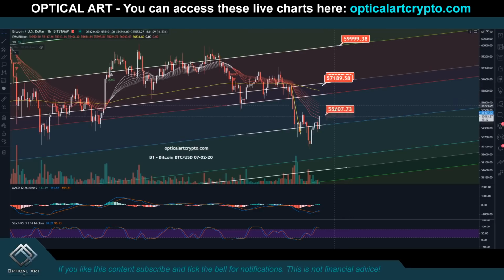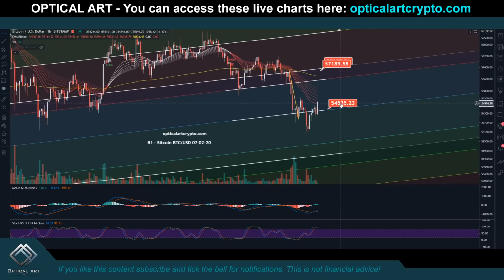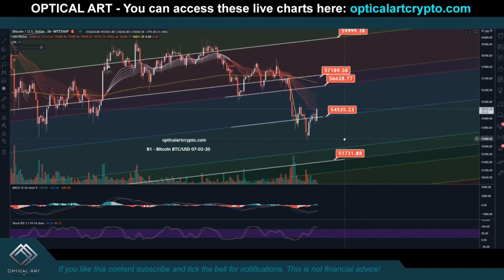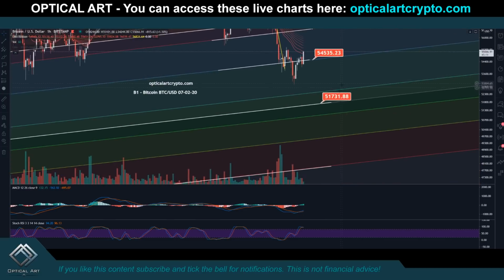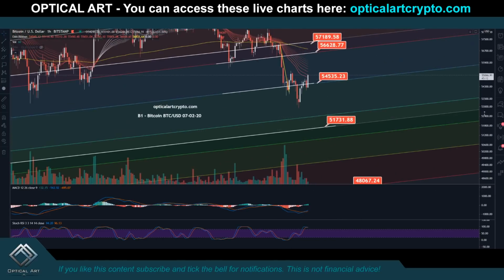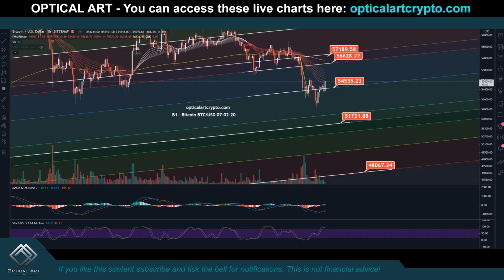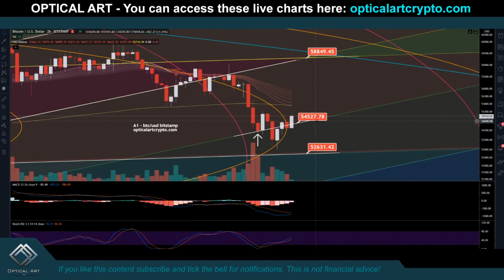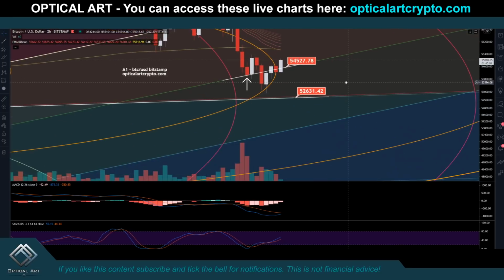Your current support on this chart is around 54,535, and your next strongest support below is going to be down here around 51,731. And I do have targets lower, guys. If it got really bad and we had a major drop, the next strongest support I can find on the B1 charts is down here around 48,000. I don't want to take too much time in this video, but I do want to see if I have a matching target. So 48,067. The next strong support here is 52,631. This is 50,900. This ring.